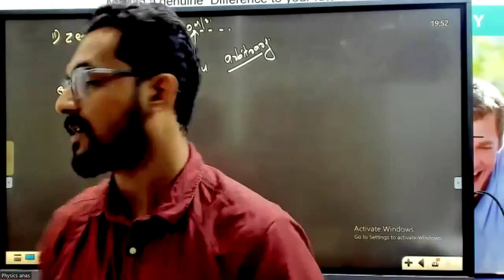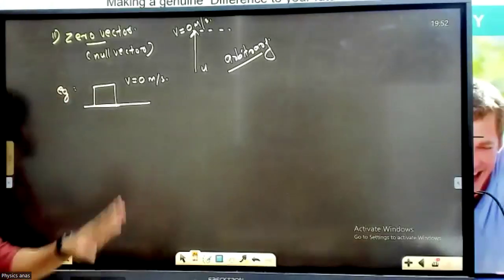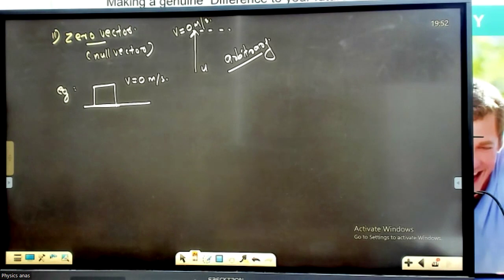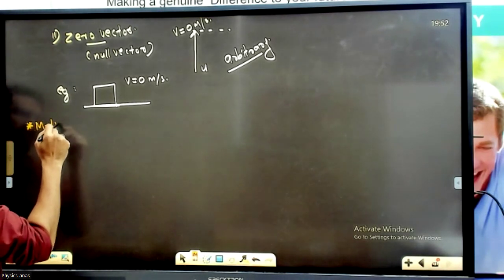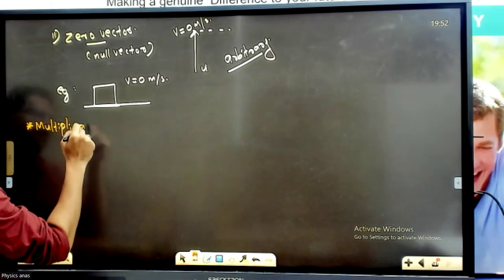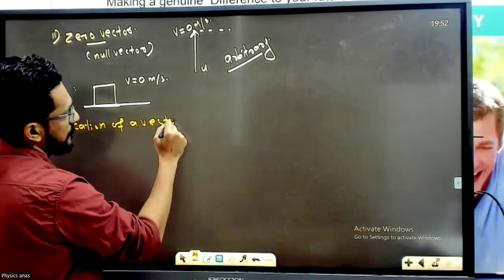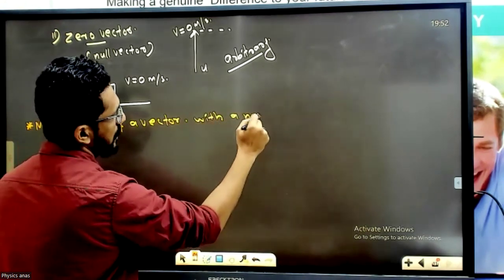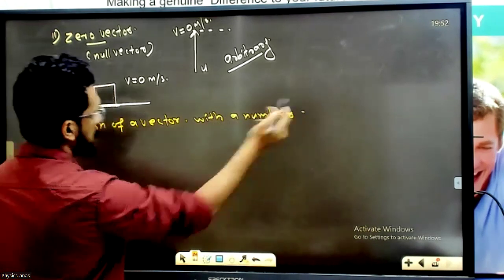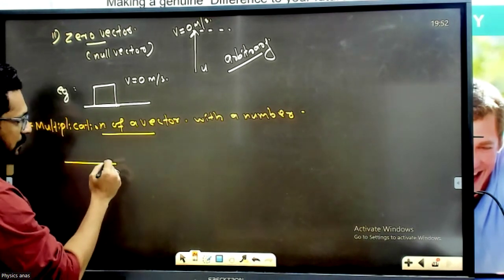Got it? Okay. Now I have to discuss the next idea. We are done with the types of vectors, and I have to show you multiplication of a vector with a number. There is no need for any notes. I will show that with a figure.